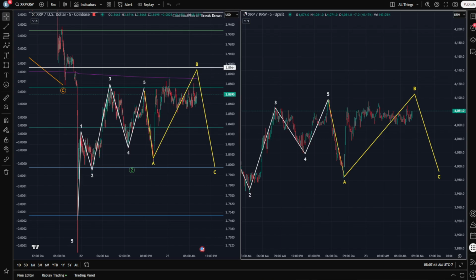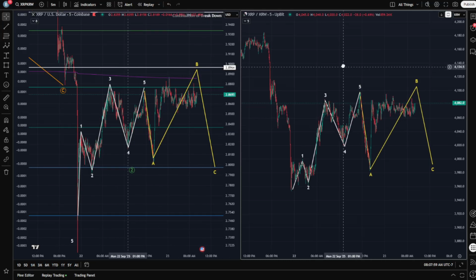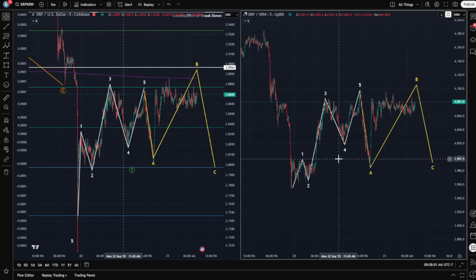Good morning. Today we're going to be taking a look at XRP, a little bit of Bitcoin, the Sigma coin, and some liquidity. So today's video, we're going to be comparing and contrasting the XRP price action on the left versus the XRP price action on the right, which is the Korean version of the XRP.